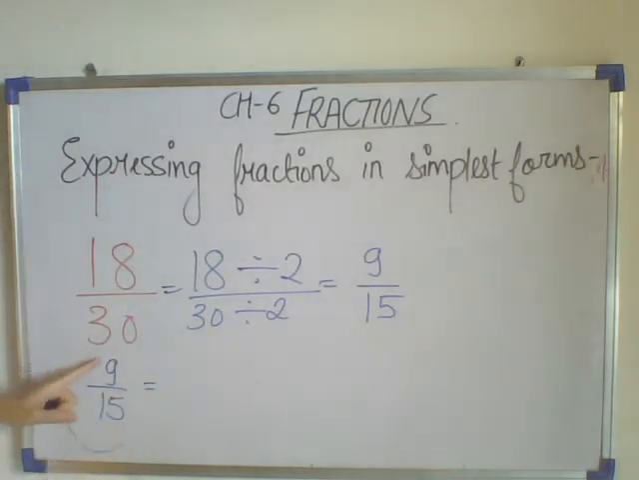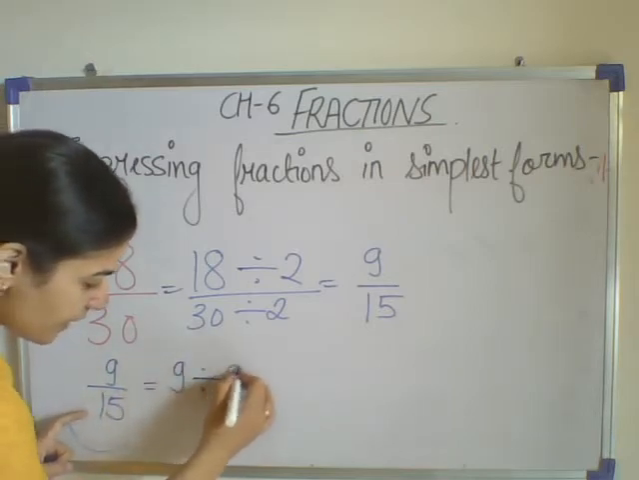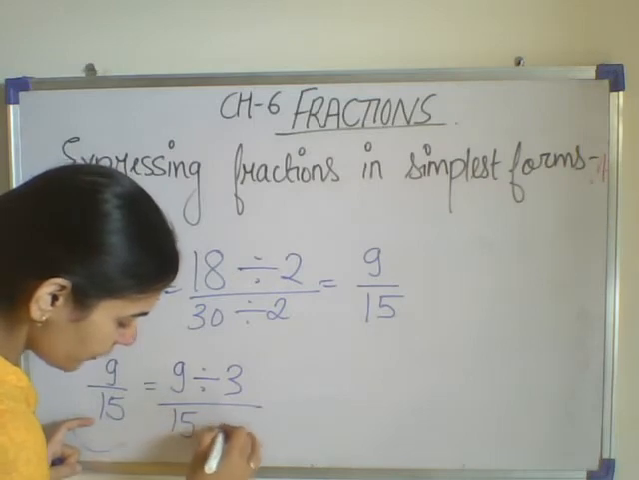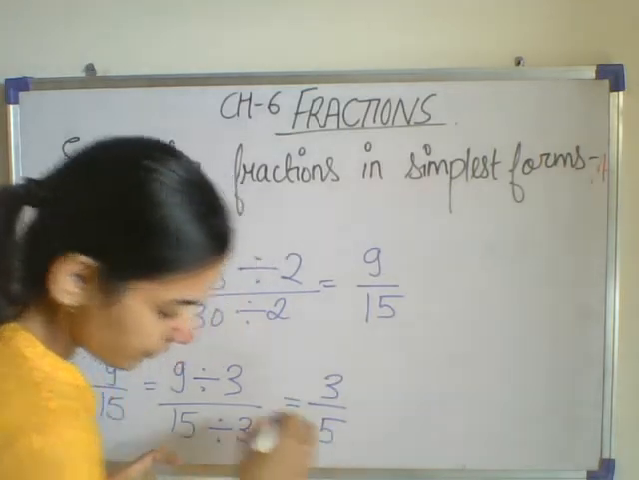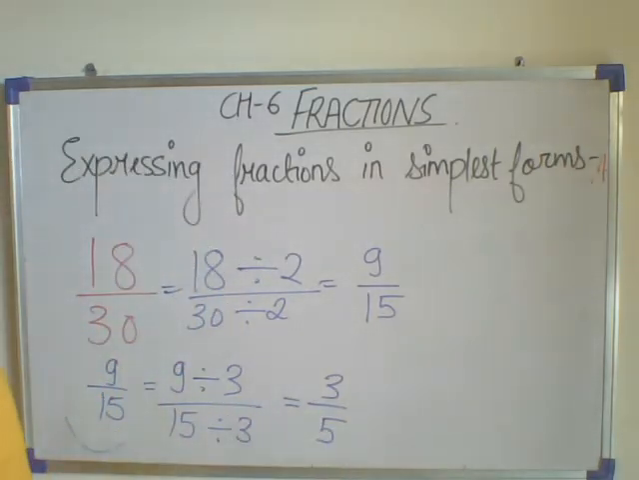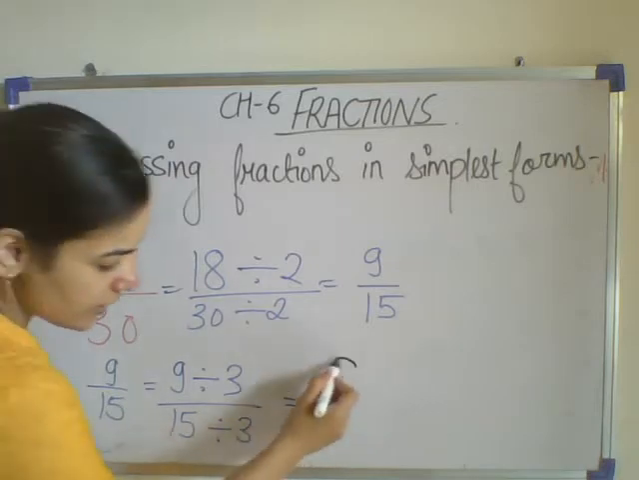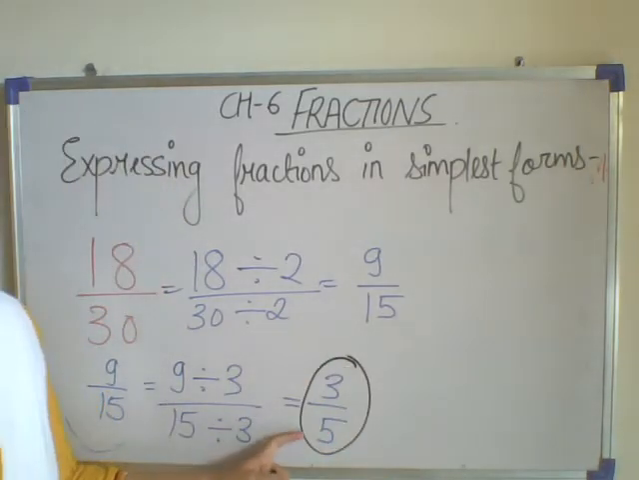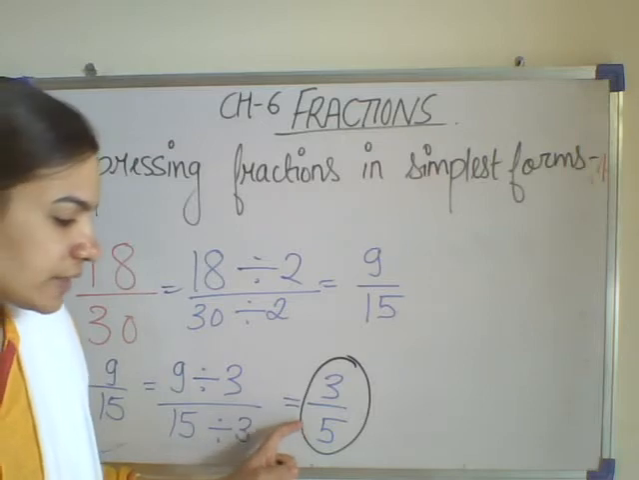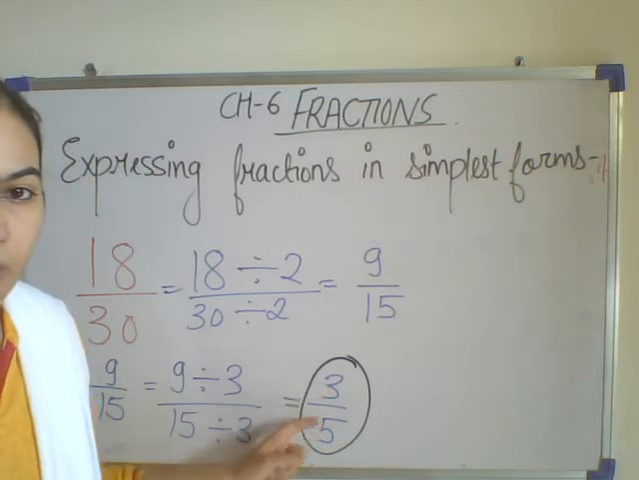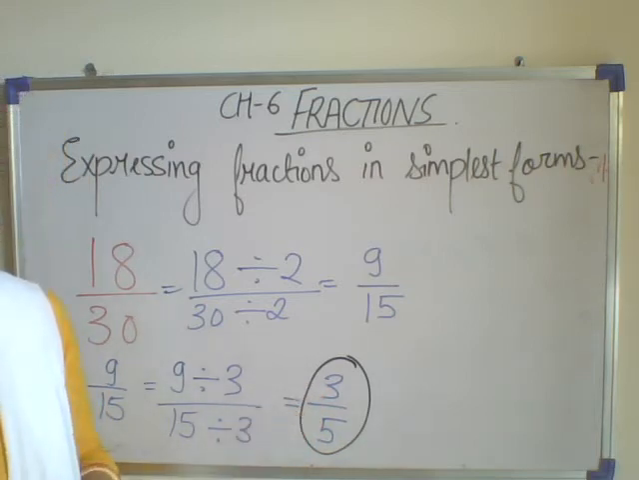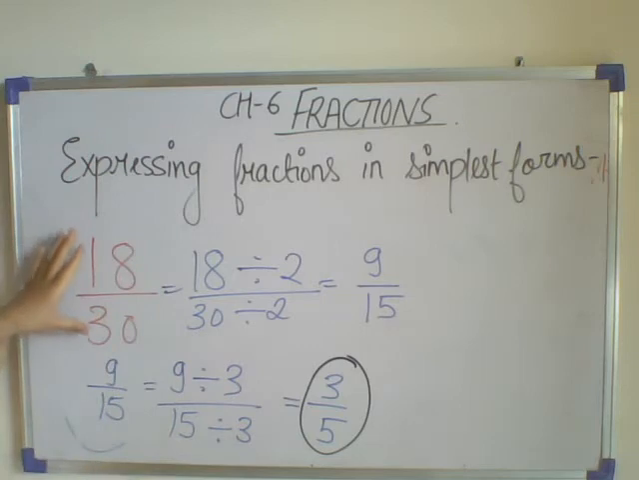What is the common factor? Both are divisible by 3. Yes. So 9 divided by 3 and 15 divided by 3, and we get 3 and 5. Now look at this fraction, 3 by 5. This is in its simplest form, because now they have only 1 as their common factor. We can express a fraction in the simplest form by this method.